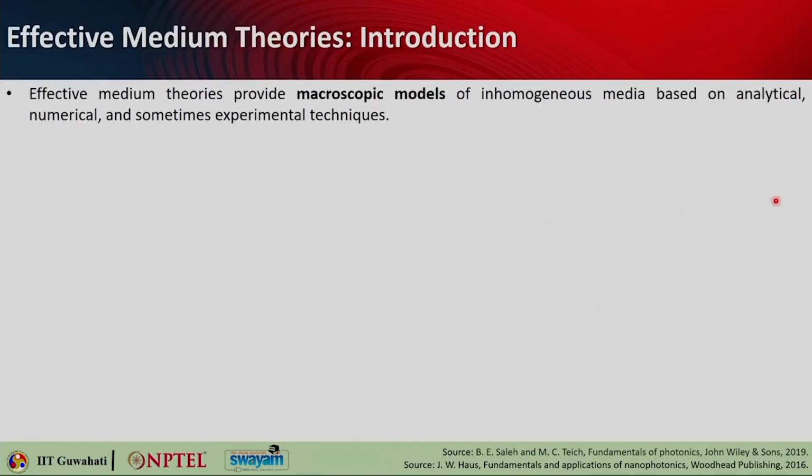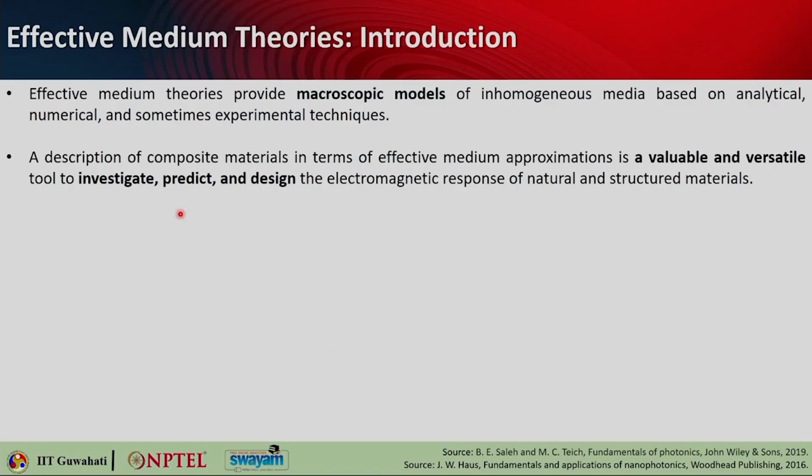How much volume one particular material is covering also plays a very important role. Effective medium theories, as I mentioned, can provide a macroscopic model of inhomogeneous media based on analytical, numerical and sometimes experimental techniques. These are basically a description of composite materials in terms of effective medium approximations. It is a valuable and versatile tool that allows you to investigate, predict and design the electromagnetic response of natural and structured materials.